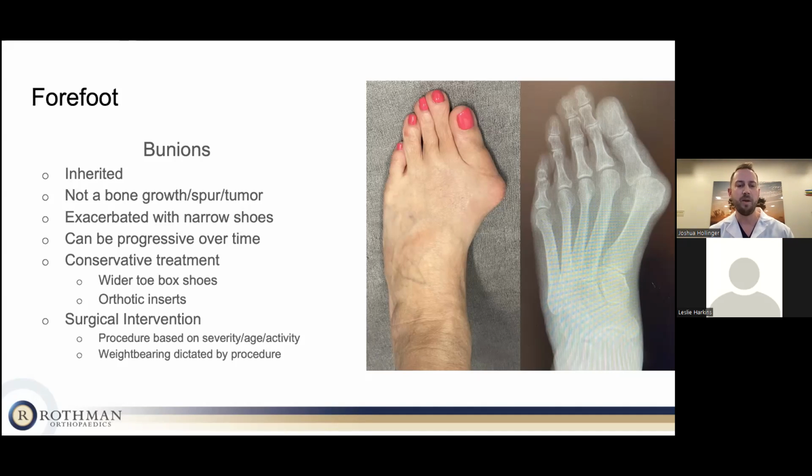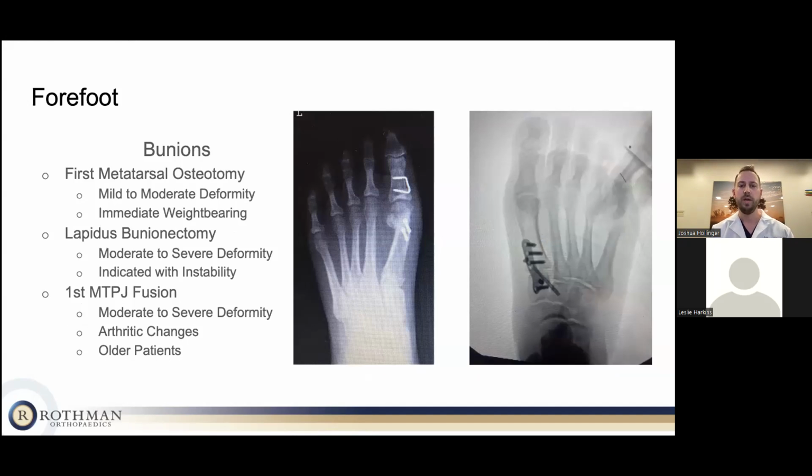And a lot of people, with any kind of foot and ankle surgery, are always wondering, how long am I going to be off of my foot? And that is actually dictated by the type of procedure we choose. So here's a couple examples. There's over 100 different surgical procedures that have been listed in the literature over the years for bunion deformities. And this is just three of the common procedures that I perform.